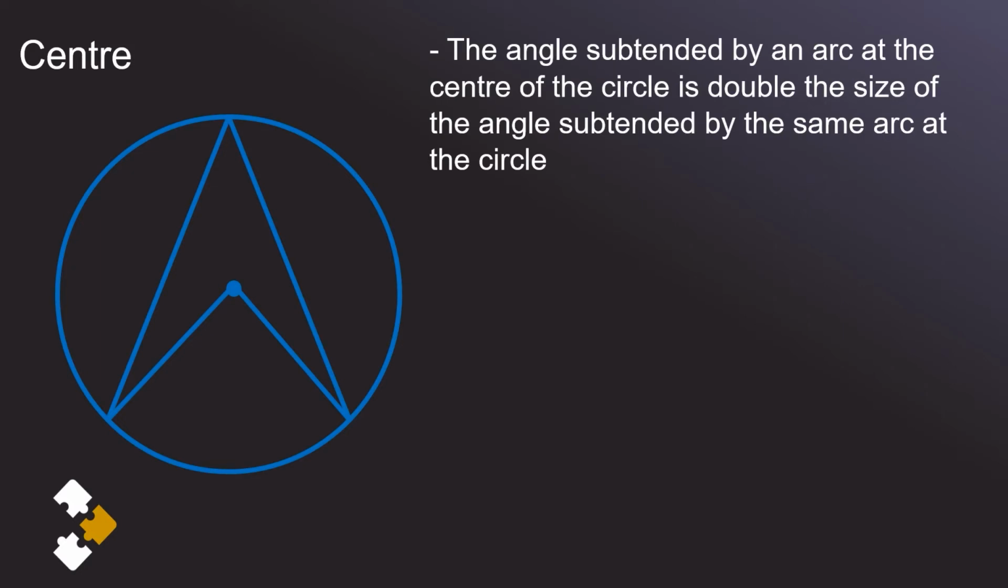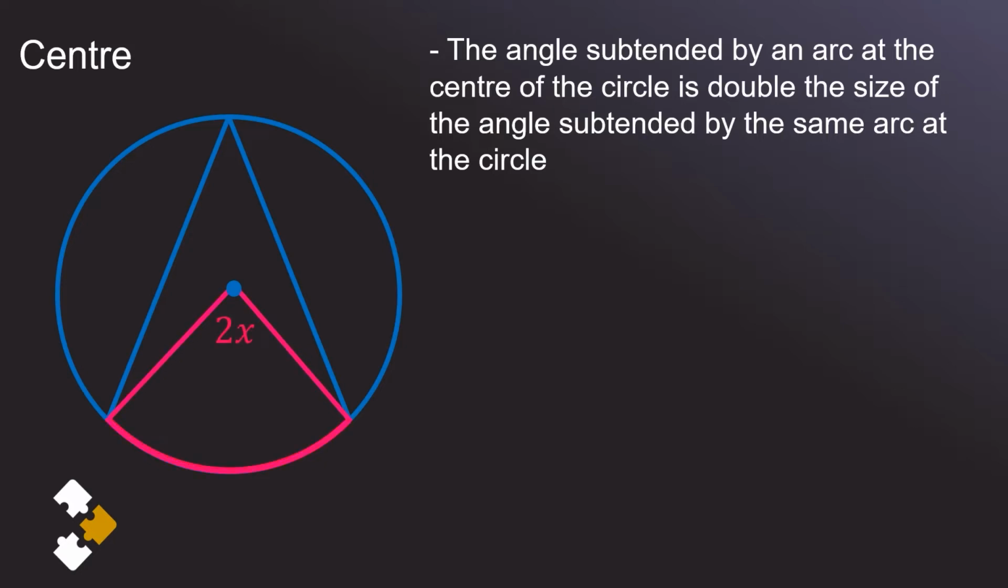Let's look at the theorems that pertain to the three C's of Dr. Cape Town: the center, the cyclic quadrilaterals, and chords that are equal. When we have an angle subtended by an arc at the center of the circle, that angle is double the size of the angle subtended by the same arc at the circle.